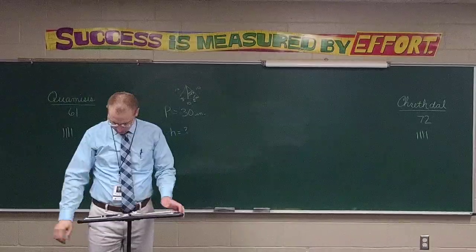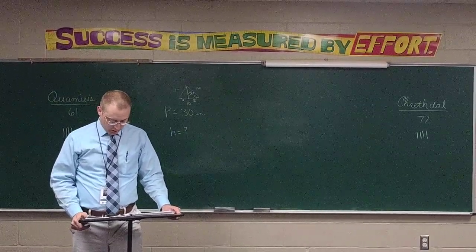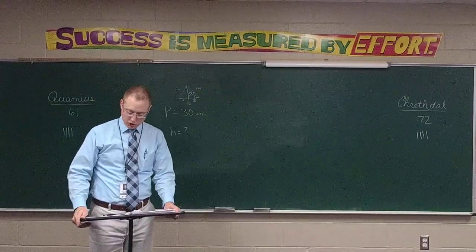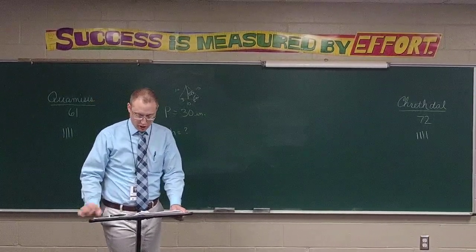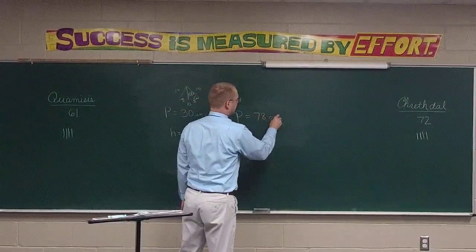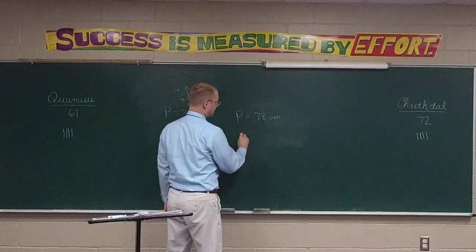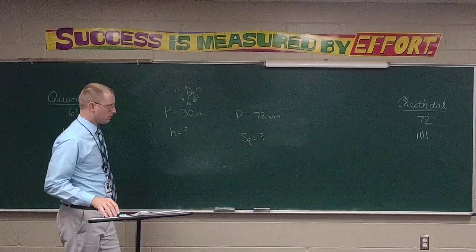Front row. The perimeter of a square is 78 centimeters. Find the area. 308.25 centimeters squared.